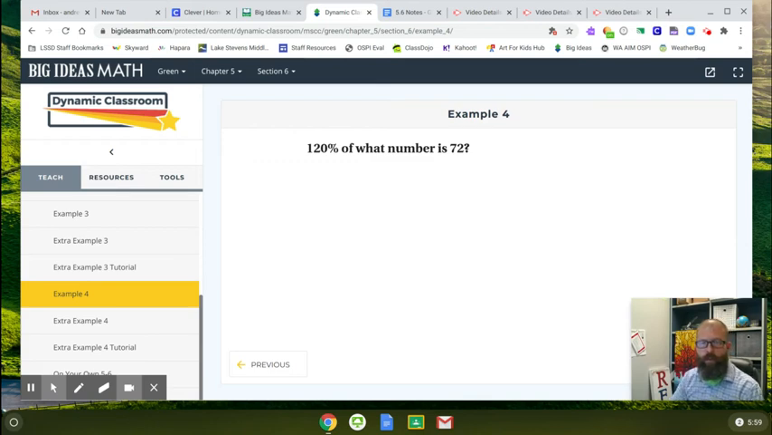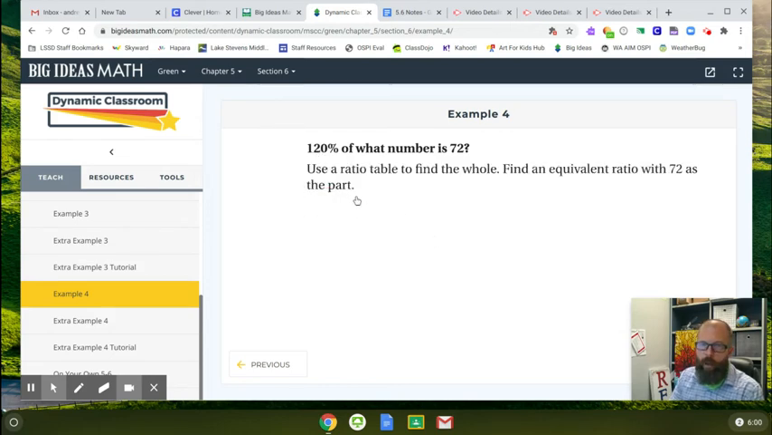Example 4. This is similar to example 3, but we're going to use a ratio table, our favorite. So 120% of what number is 72? So 72 is our number that we have, and this one's actually with the ratio table. So we need to find an equivalent ratio with 72 as the part.